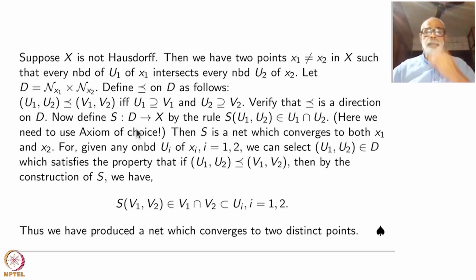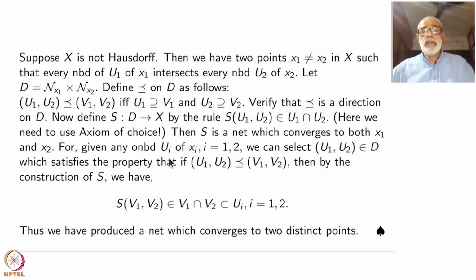Fine. Now define S from D to X by the rule that S of any ordered pair (U1, U2) is an element of the intersection of U1 and U2, any two members, one from each. It is non-empty by the assumption for x1 and x2: every neighborhood U1 intersects every neighborhood U2. So I can pick a point. To define this function, we are using the axiom of choice here, as we are using it all the time anyway. So S is a net, once D is a directed set and the function is defined. This net, I want to claim, converges to both x1 and x2.